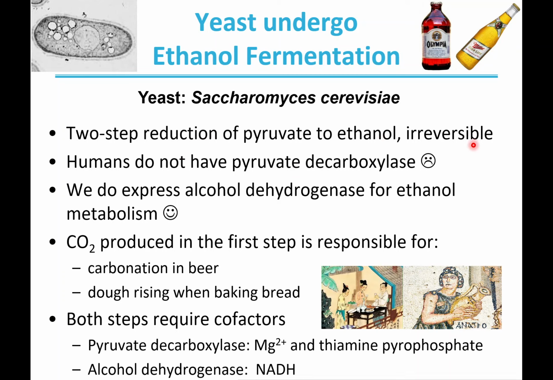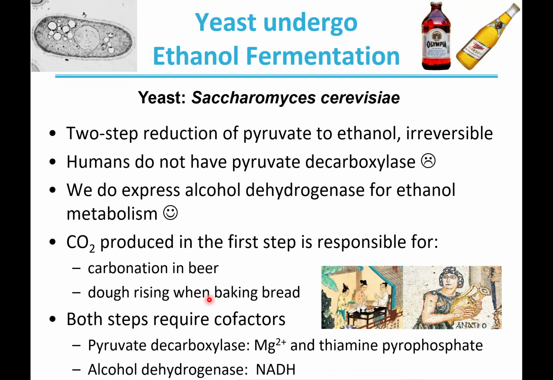It's an irreversible process. As humans, we don't have one of the enzymes, the first enzyme in this process, pyruvate decarboxylase. We do, however, have the second enzyme, which is alcohol dehydrogenase, which actually allows us to consume ethanol. All right, in the first step of this reaction, carbon dioxide is produced. Okay, and that's what gives carbonation, or beer carbonation. It's also what is responsible for dough rising when you're baking bread.